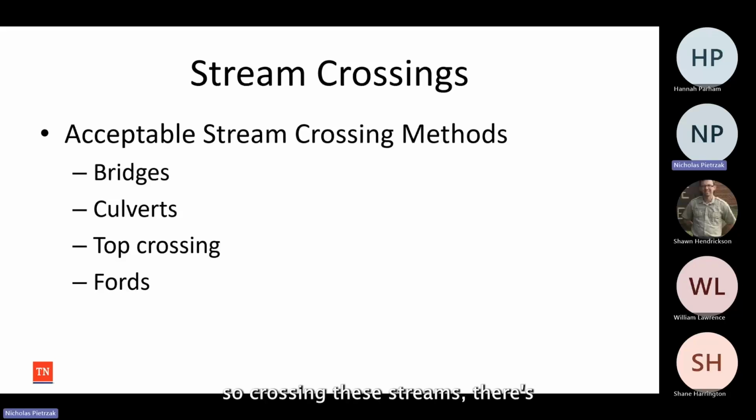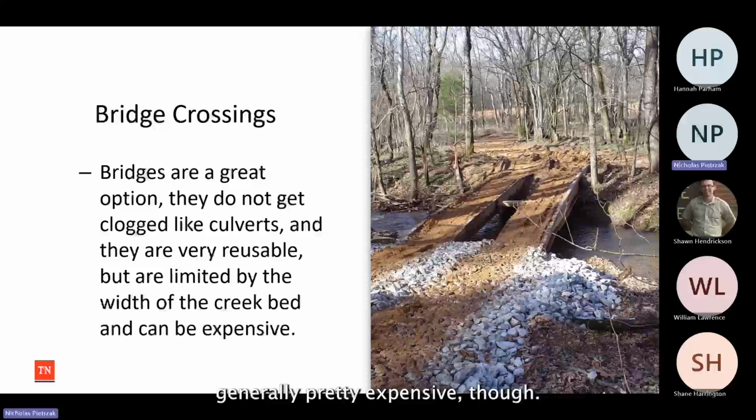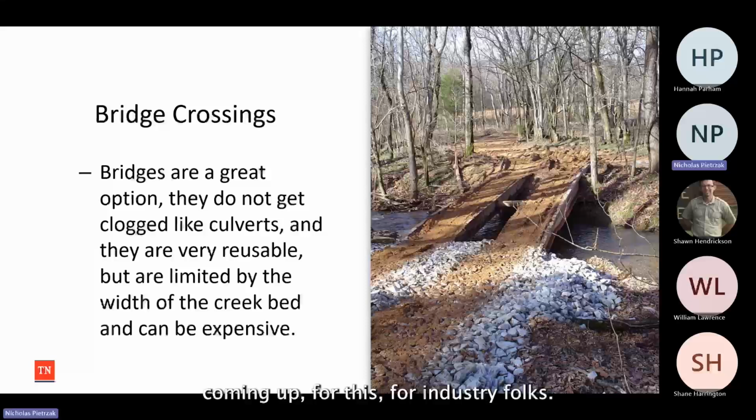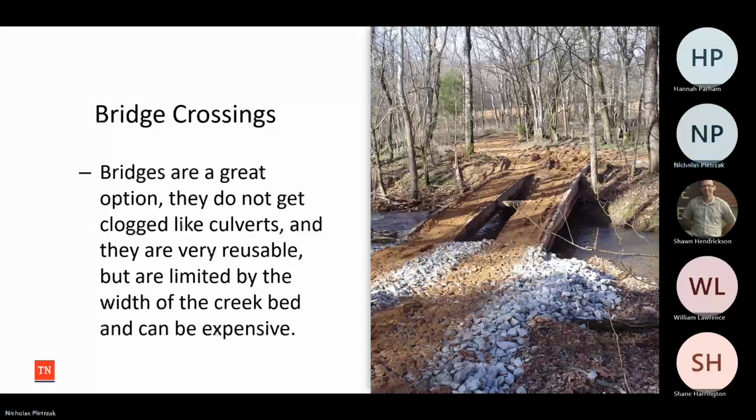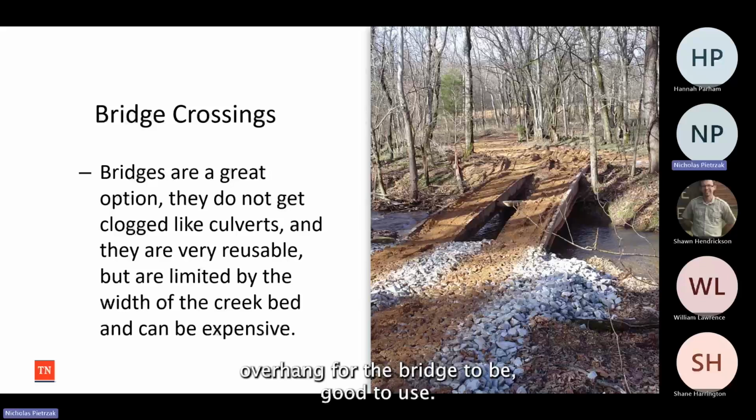So crossing these streams, there's four typically acceptable crossing methods and tools. Bridge crossings are probably the best. Generally pretty expensive though, but we do have cost share coming up for this for industry folks. The main limitation on bridges is just the width of the channel. They've got to be long enough. Need to have a quarter of the width of the stream channel on both sides of the bank overhang for that bridge to be good to use.